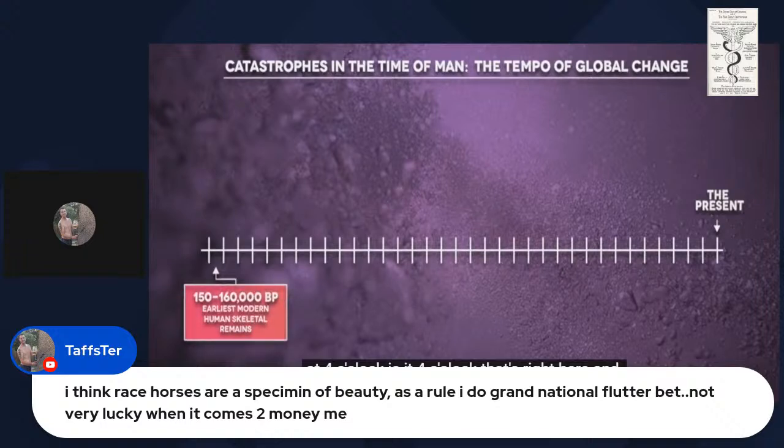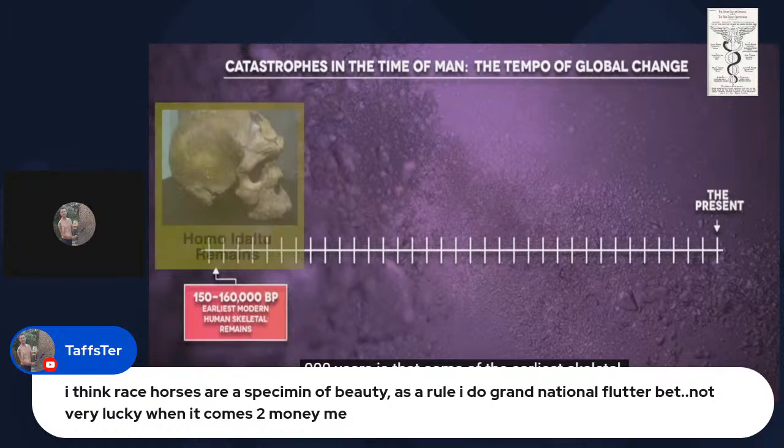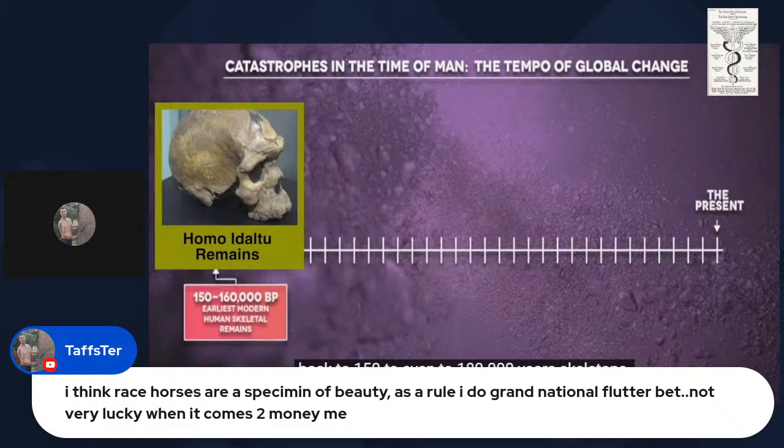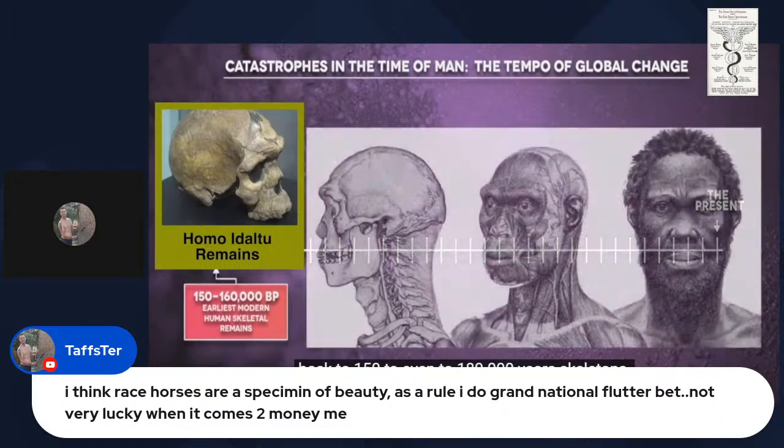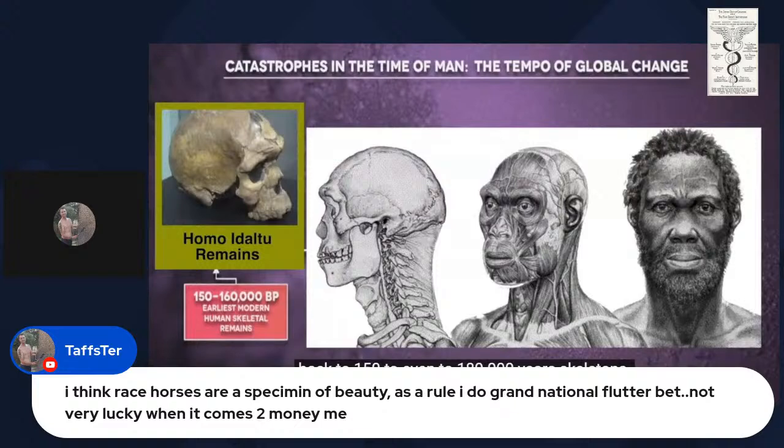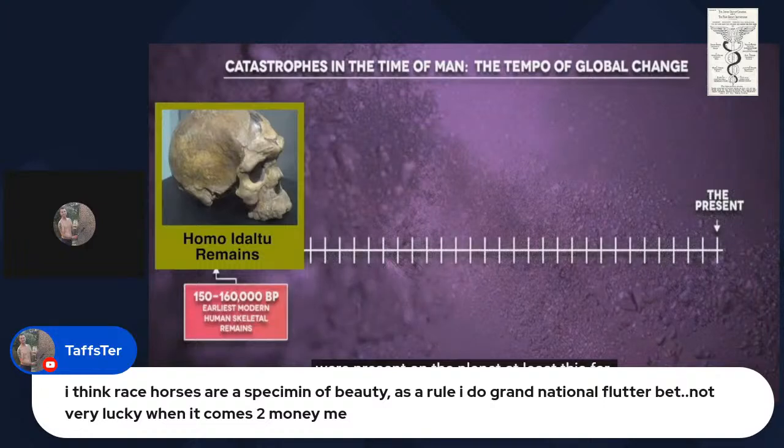And the reason I used 150,000 years is that some of the earliest skeletal remains ever discovered of modern humans date back to 150 to even 180,000 years. Skeletons that appear to be indistinguishable from a modern skeleton, which suggests that modern humans with presumably equivalent intelligence to our own were present on the planet at least this far back. So here we've got a 150,000 year time span.